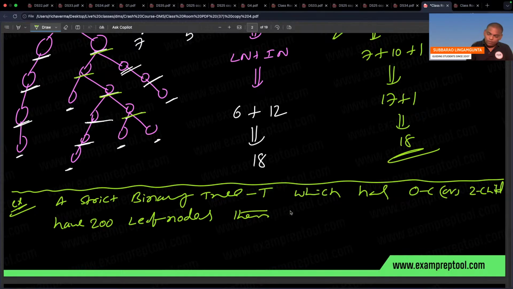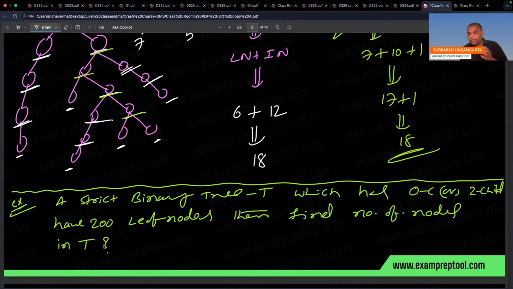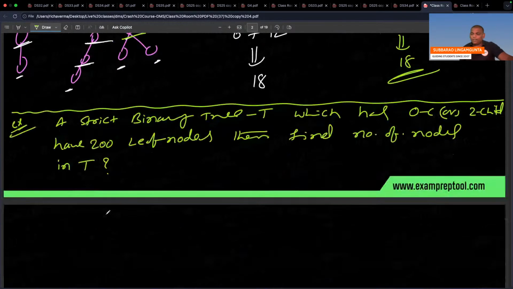Then find number of nodes. Then find number of nodes in T. A strict binary tree T which has zero child or two child has 200 leaf nodes. Then find number of nodes in T. This is the problem.